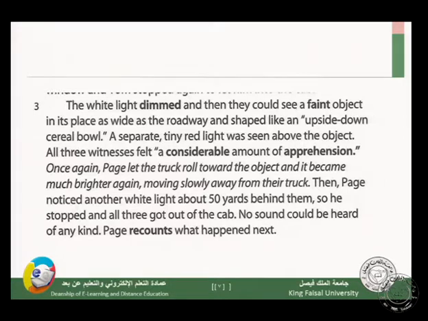A separate tiny red light was seen above the object. All three witnesses felt a considerable amount of apprehension. Once again, Page let the truck roll toward the object, and it became much brighter again, moving slowly away from their truck. Then Page noticed another white light about 50 yards behind them. So he stopped, and all three got out of the cab. No sound could be heard of any kind. Page recounts what happened next.